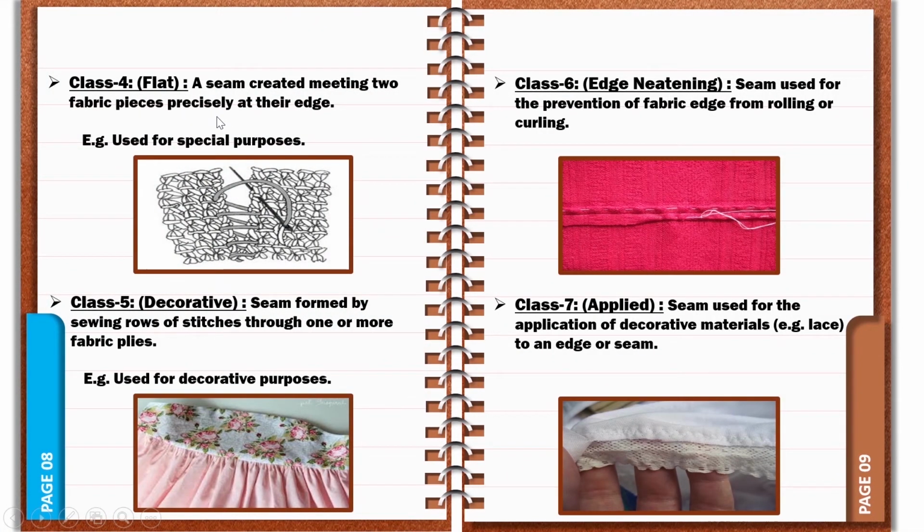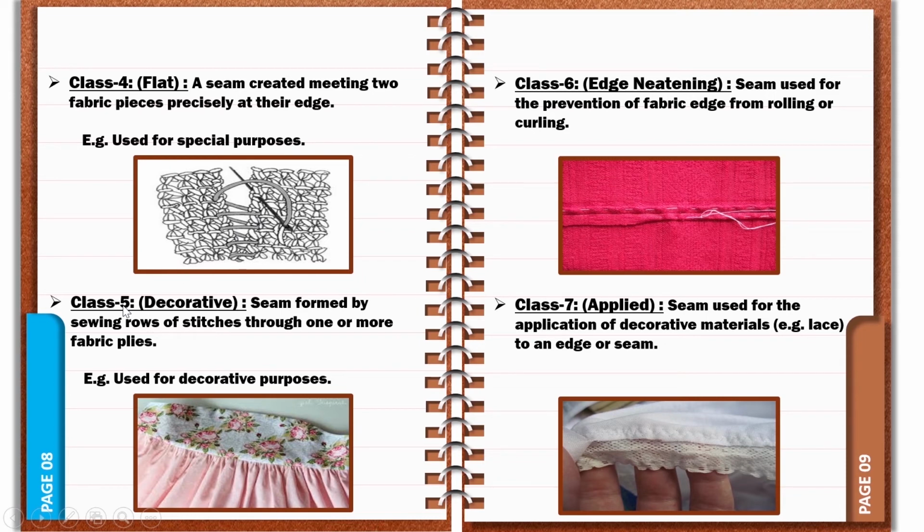Now our class 4 seam, that means flat seam. This type of seam is created by meeting two fabric pieces precisely at their edges. So this is a fabric piece and this is another fabric piece which will be joined precisely at their edges, just in the way shown in the picture.